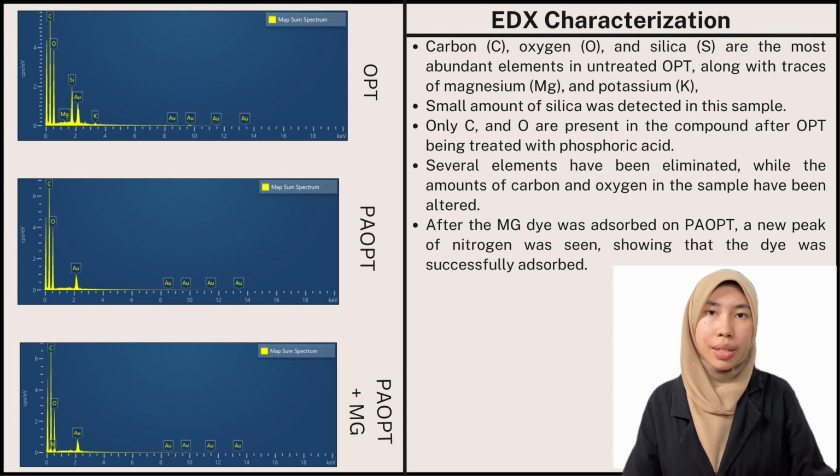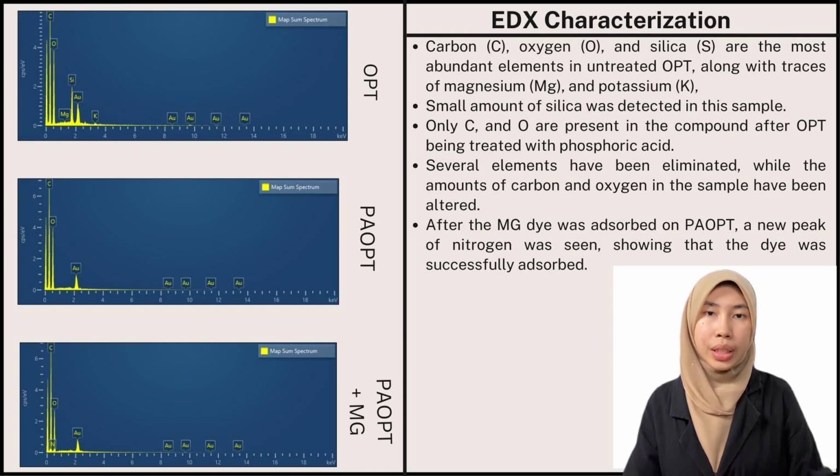For EDS characterization, carbon, oxygen, and silica are the most abundant elements in untreated OPT, along with traces of magnesium and potassium. A small amount of silica was detected in this sample, which might aid in enhancing the adsorbent properties for removal of malachite green from aqueous solutions.